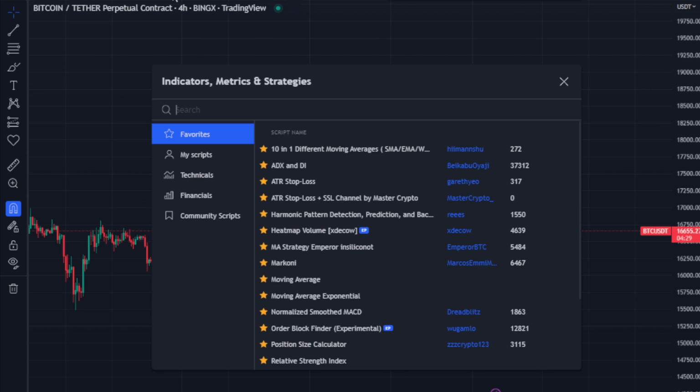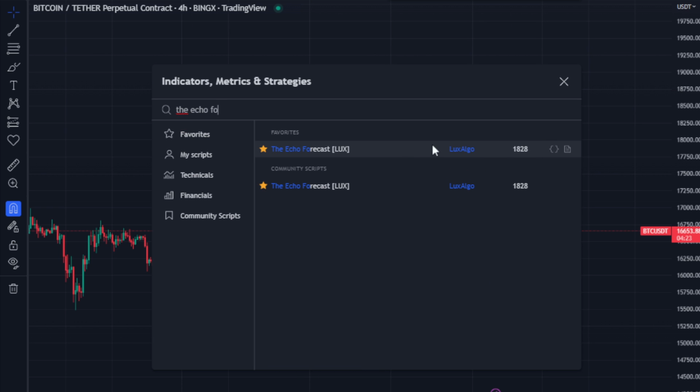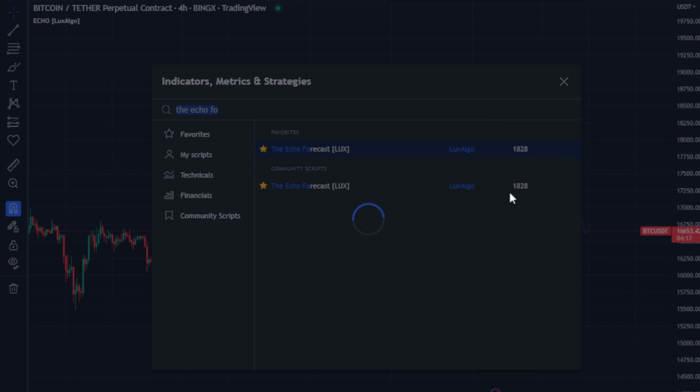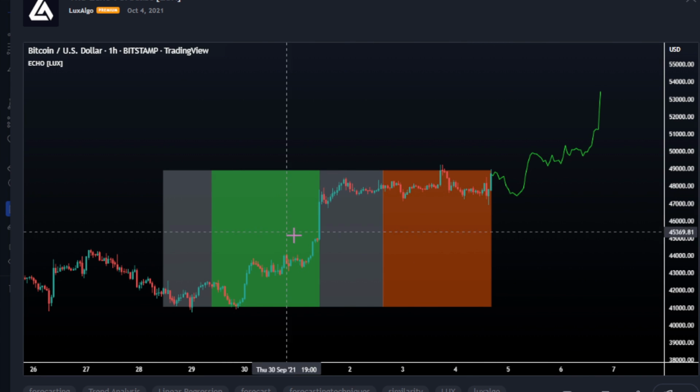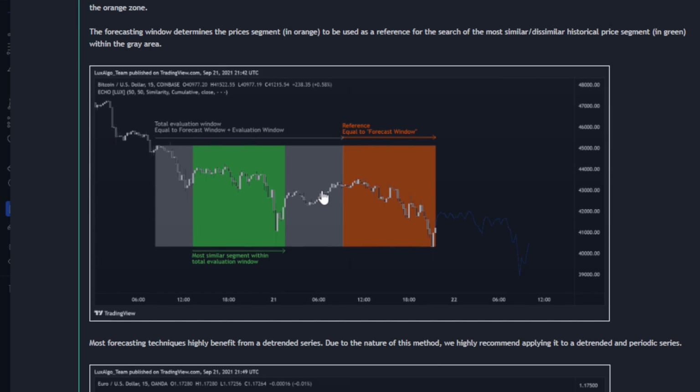So we add to our candlestick chart, we write in the TradingView search engine the Echo Forecast created by LuxAlgo. Now, we are going to press where it says read more to the right side of the name of the indicator. As you can see here, the creator explains his indicator to us. You can read it completely, but I will give you a summary.